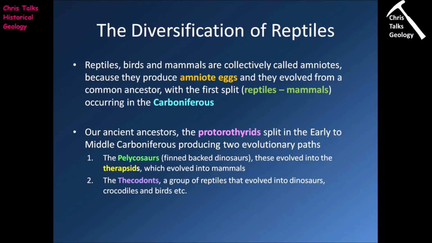So our ancient ancestors, a group of organisms called the protothyrids, split in the early to middle Carboniferous, and they produced two distinct evolutionary paths. The first path are the plesiosaurs, the fin-back reptiles, should I say. Though I've used the word dinosaurs there totally incorrectly, so ignore that, replace that with the word reptiles. And these evolved into a group called the therapsids, and of course these are then going to evolve into the mammals. The other group we have are the thecodonts, a group of reptiles that are going to evolve into dinosaurs, crocodiles and birds.